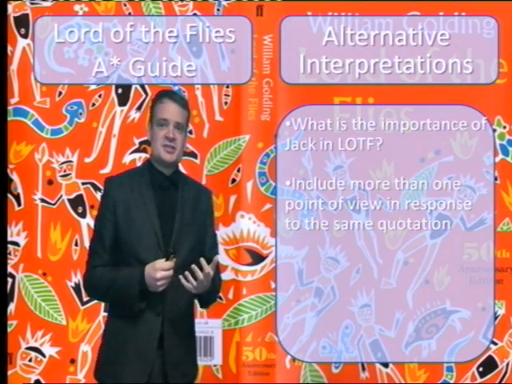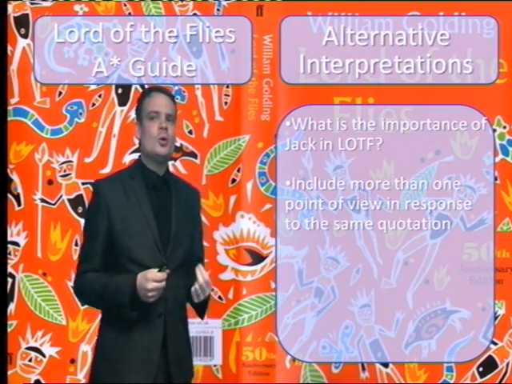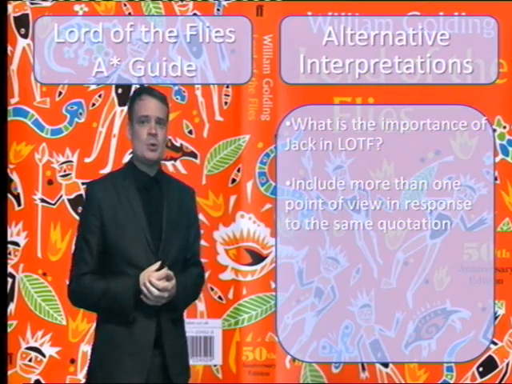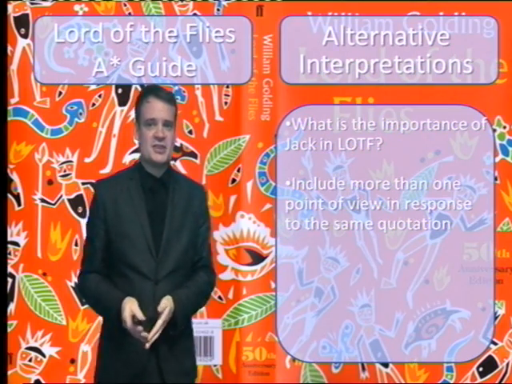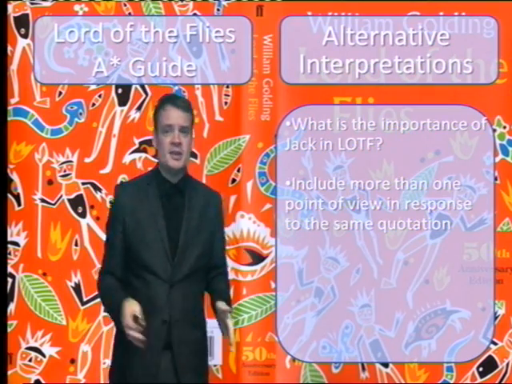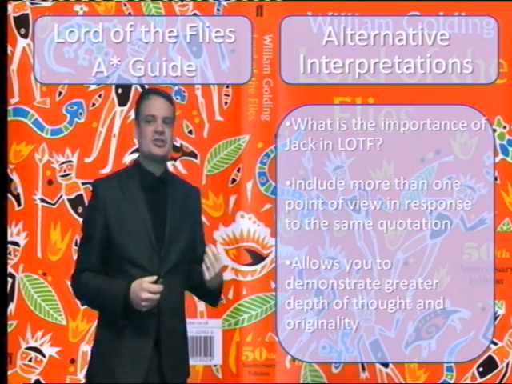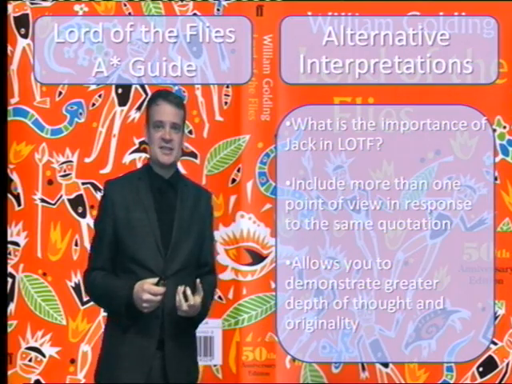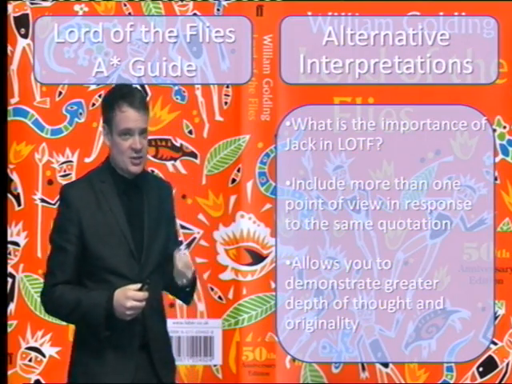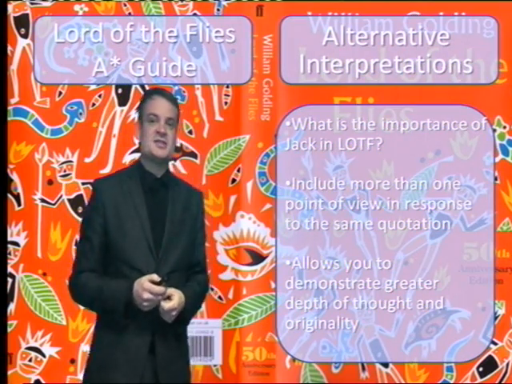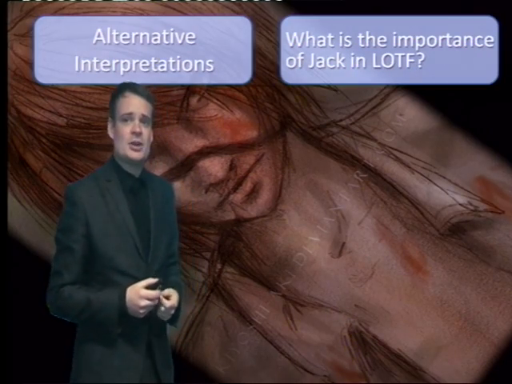Alternative interpretations means including more than one point of view in response to the same quotation. So you're saying this quotation could suggest this, but it could also suggest that. It allows you to demonstrate greater depth of thought and originality. Don't forget, this won't get you an A-star on its own, but it's one of a number of strategies that you can use. Okay, let's have a look at an example then.